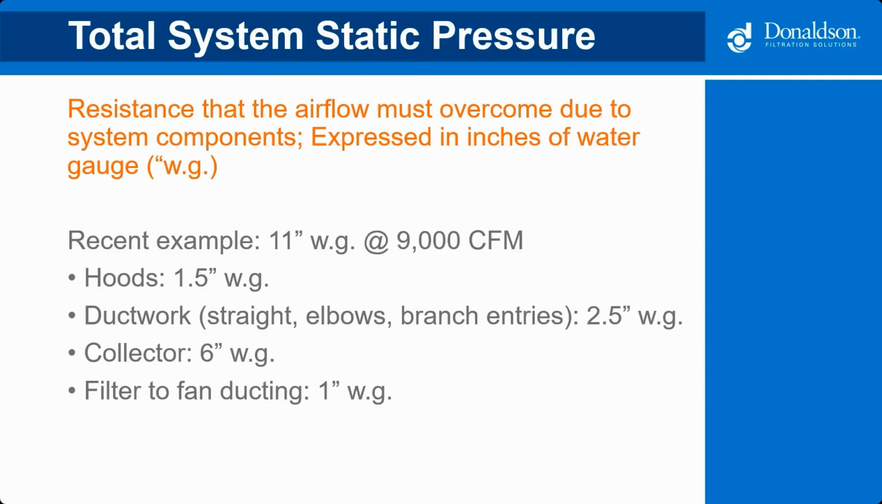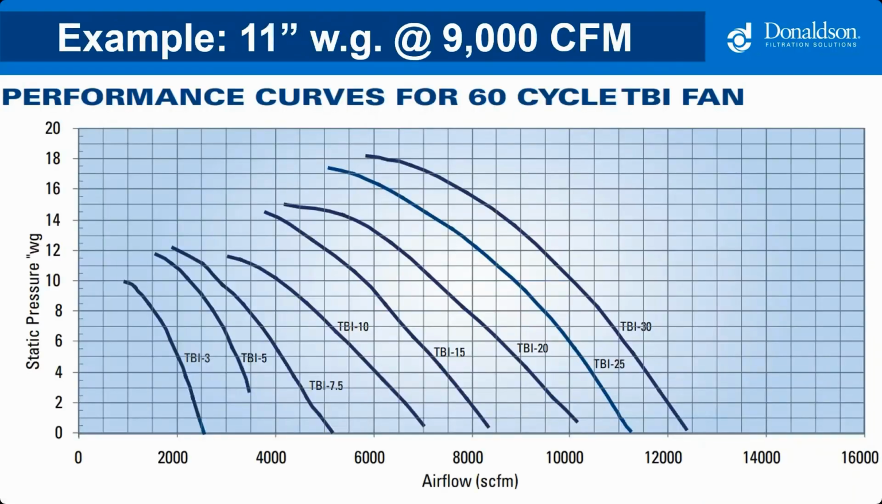We design based on what it would be like with dirty filters, so worst case scenario. And then the filter to the fan ducting was another 1 inch of loss. So the total system static pressure for the project was 11 inches. So 9,000 CFM at 11 inches. So to size the fan, we used the system static pressure of 11 inches and lined that up with the airflow of 9,000 CFM.